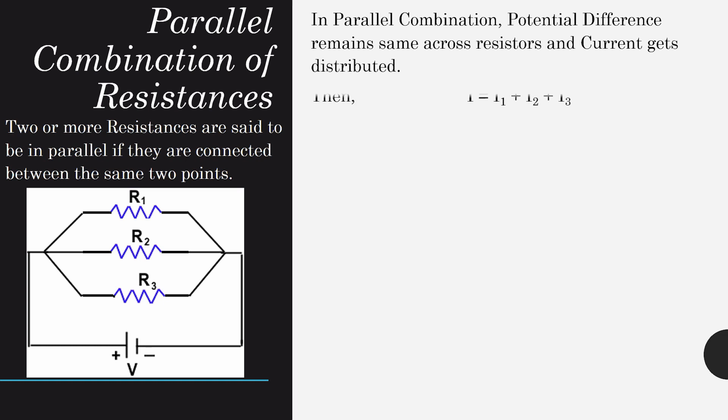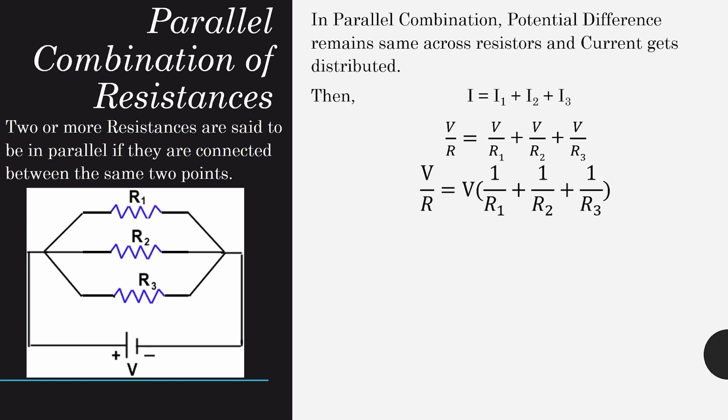So we have I equals I1 plus I2 plus I3. Now I becomes V by R. So V by R equals V by R1 plus V by R2 plus V by R3. Taking out V common, V by R equals V into 1 upon R1 plus 1 upon R2 plus 1 upon R3.